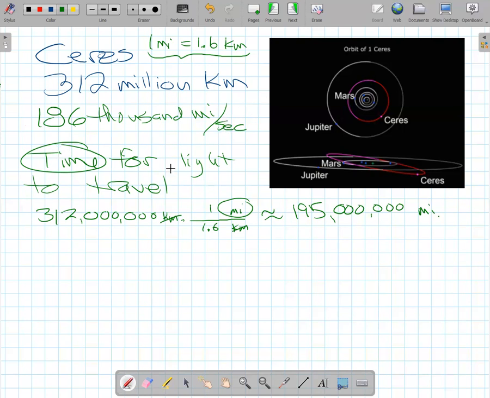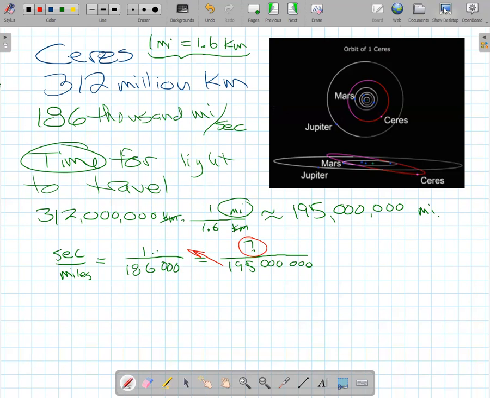So I want time, that's seconds. Seconds in the top and miles in the bottom. And I'm given that 1 second, because that's per second, is the same as 186,000 miles. Okay, so that's given the speed of light. I want to scale that up to be how many seconds for 195 million miles. And I like setting up proportions this way with the missing number in the top, because then I don't have to worry about cross multiplying and dividing. All I need to do is multiply that bottom number up, and that tells me what my missing number is.